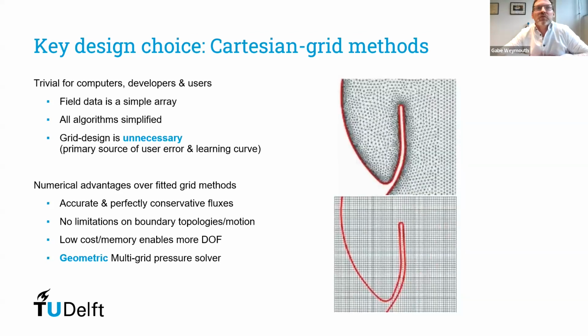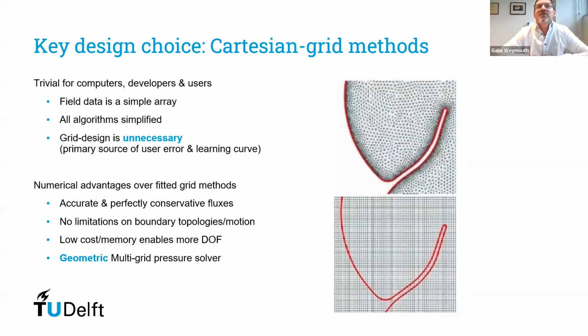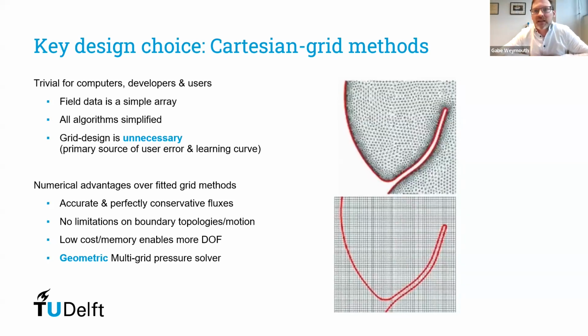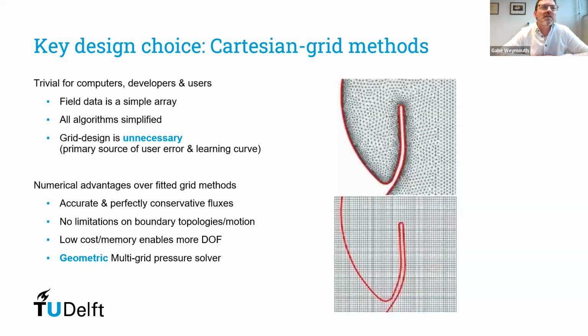And kind of the most important thing for the user is that it gets rid of grid design. And to be honest, grid design is fundamentally unnecessary. It's just a numerical baggage that's put on top of what the people actually want, which is to understand the fluid mechanics of what's going on. It's definitely the primary source of user error and the most annoying learning curve when you're trying to teach people how to use some code. And that gets rid of all of that. So I think that's probably the biggest advantage of all.